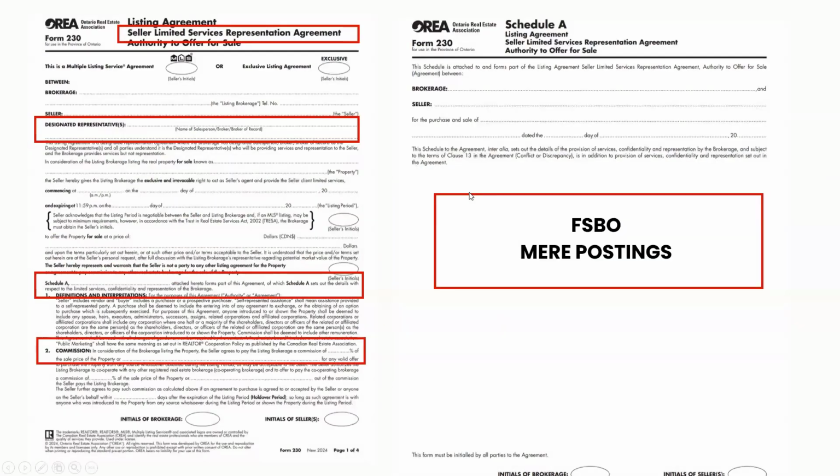So this is a listing agreement, seller limited service representation agreement.